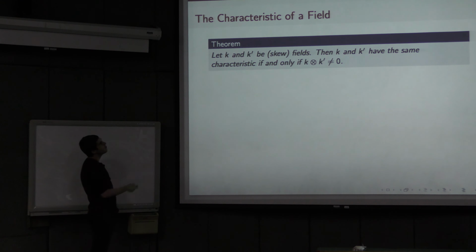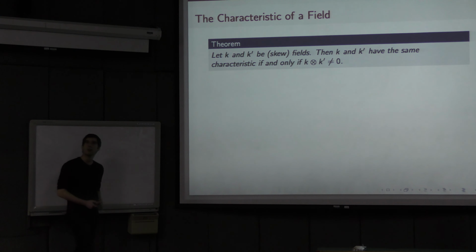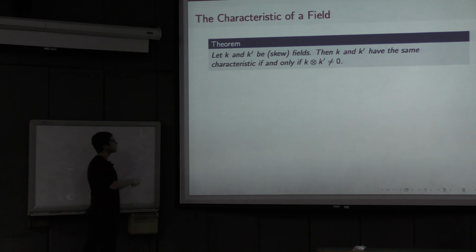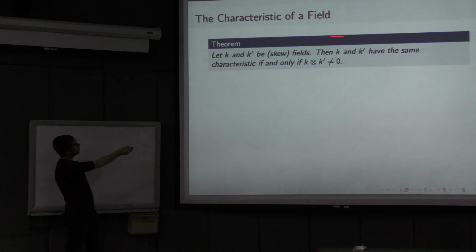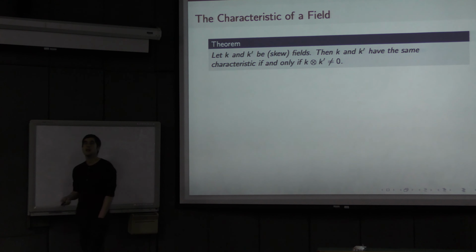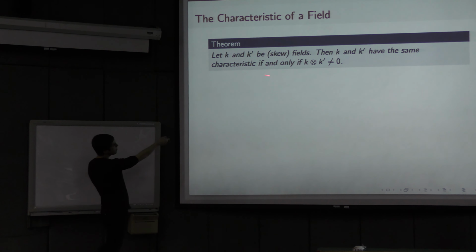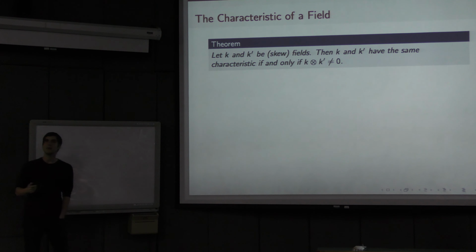They can be commutative fields or non-commutative fields. What does it mean for K and K prime to have the same characteristic? Well, an exercise for you from the usual definition of characteristic, or you could take this as a definition if you like. We say that K and K prime have the same characteristic if the tensor product of K and K prime is non-zero.